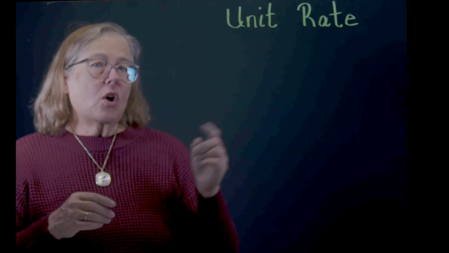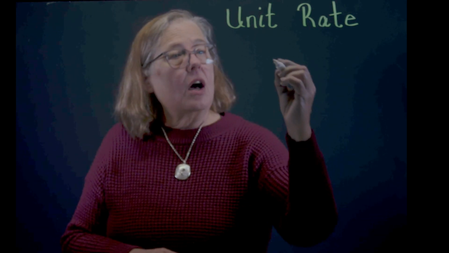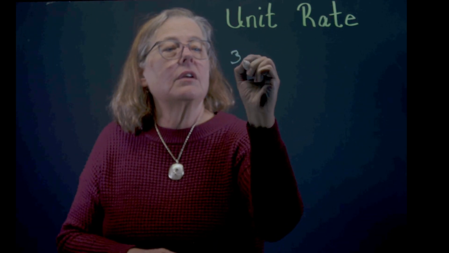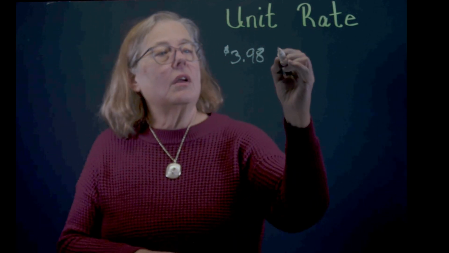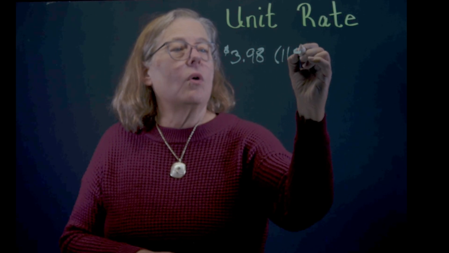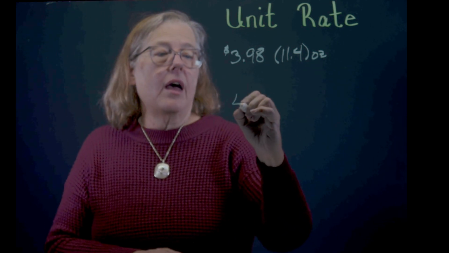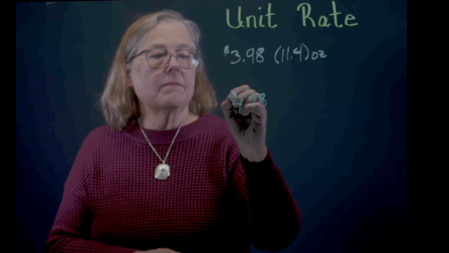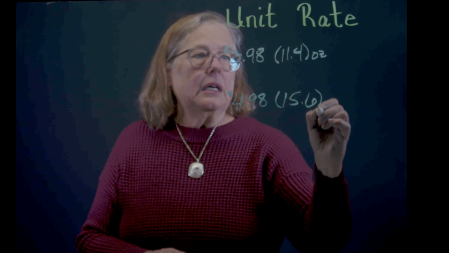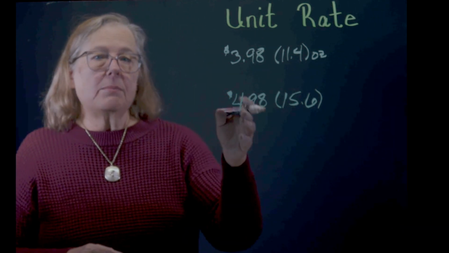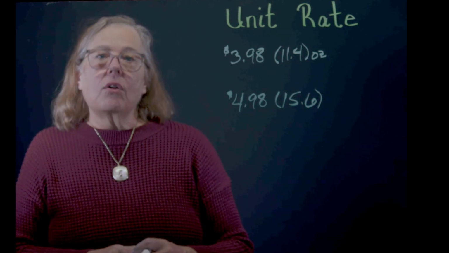For example, I'm going to go buy some cereal. And if I want to buy some cereal, let's say that box of cereal is going to cost me $3.98. And that box of cereal has 11.4 ounces. Another box of cereal I could buy has $4.98, but it has 15.6 ounces. Which one's the better buy? Is the bigger box always the better buy? It usually is, but not always. How do we find out?